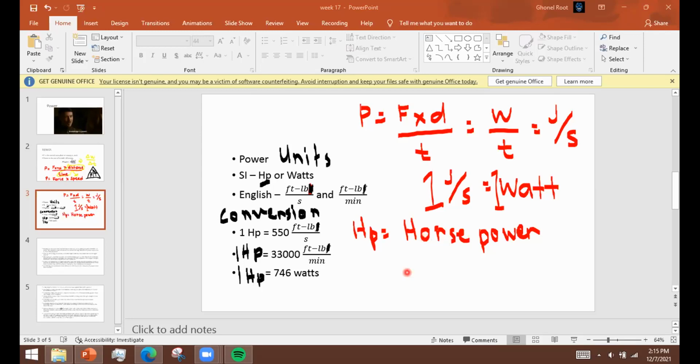And then conversion, we have here, yung conversion natin is related to 1 horsepower. So 1 horsepower is equal to 550 foot-pound per second. 1 horsepower is equals to 33,000 foot-pound per minute. And then 1 horsepower is equals to 746 watts. Okay? So yan yung mga gamitin natin na conversion for power. So horsepower, foot-pound per second, foot-pound per minute, and then 746 watts.